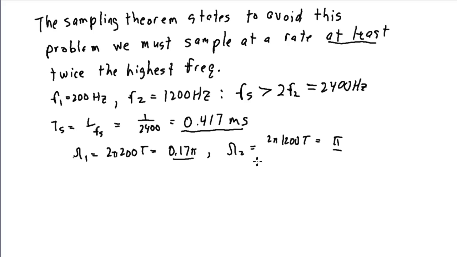So this is a very important result, especially as we move into sampling of continuous time signals, that you have to keep in mind that in order to avoid aliasing, I need to sample at a rate at least twice the highest frequency I'm interested in sampling.